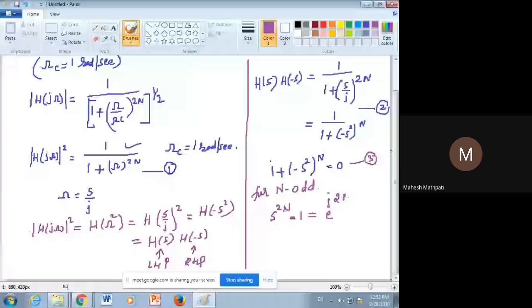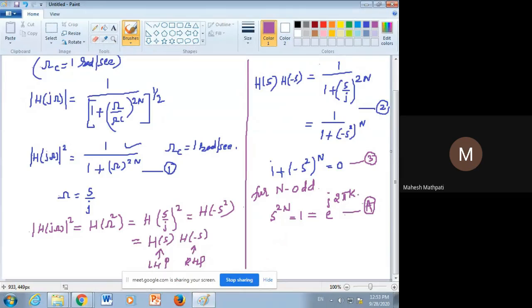2 pi k, this can be written as e to the power j 2 pi k, because its value is 1. Okay. Let us call it equation 4. We'll take it as a standard value. For n equals odd, s to the power 2n is equal to 1, which we can write as e to the power j 2 pi k.